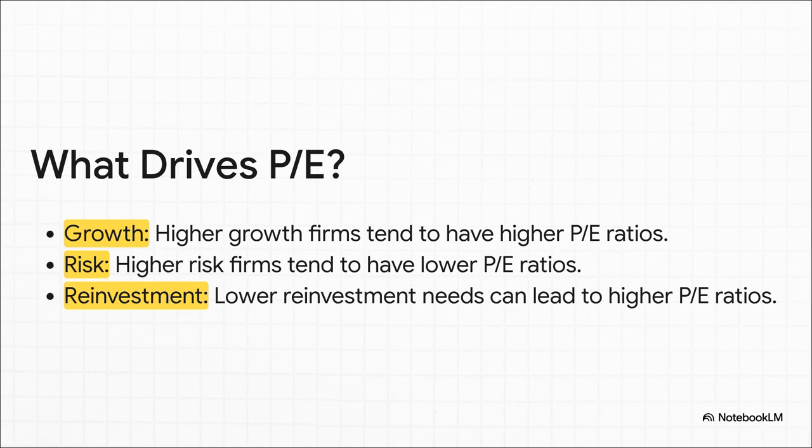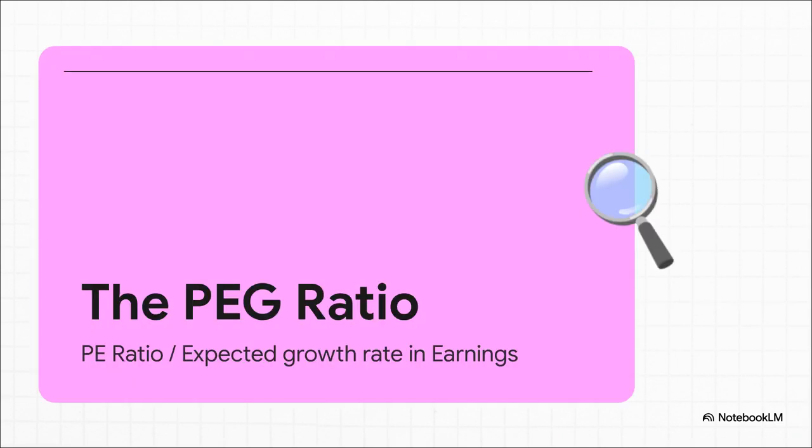They'll demand a discount for risk because there's a higher chance those future earnings never show up. And they'll reward companies that can grow efficiently without needing to pour tons of cash back into the business all the time. Now, because growth is such a huge piece of the puzzle, analysts came up with a pretty clever little tweak called the PEG ratio. It's a shortcut that tries to level the playing field by directly factoring in how fast a company is expected to grow its earnings. A simple idea, but a powerful one.